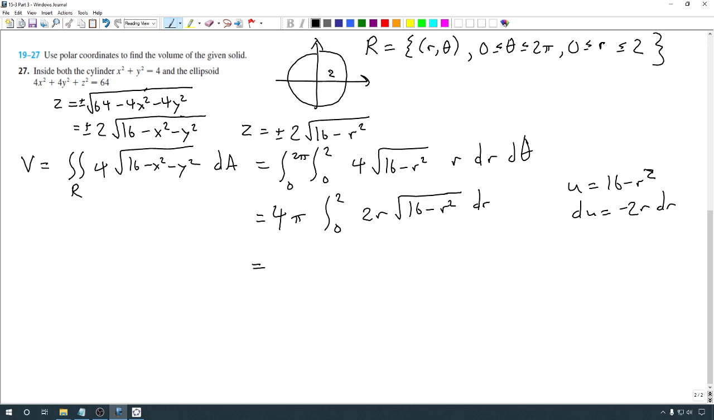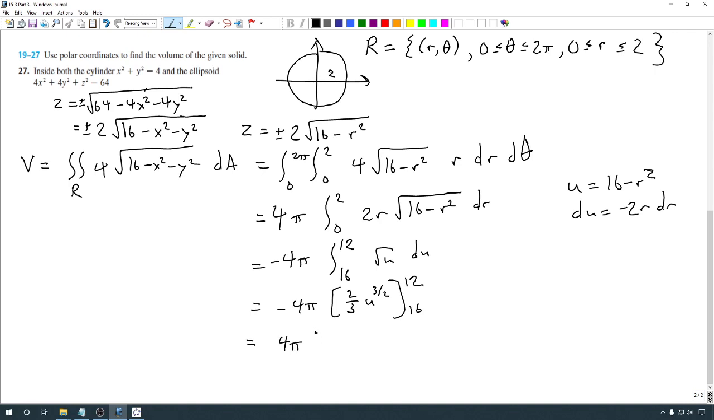We end up with an extra negative out here, but then everything in there just becomes the integral of square root of u. Our limits this time, when we plug in 0 and 2, plugging in 0 just gives us 16. Plugging in 2, in fact, is what we did last time. We got 12. So we have a negative 4 pi times u to the 3 halves times 2 thirds from 16 to 12.